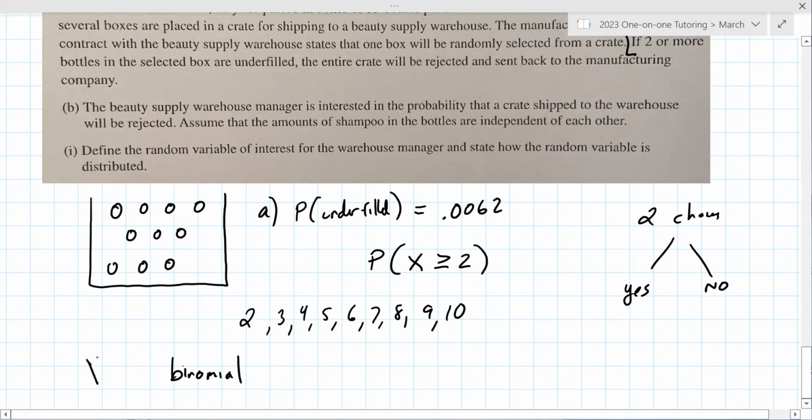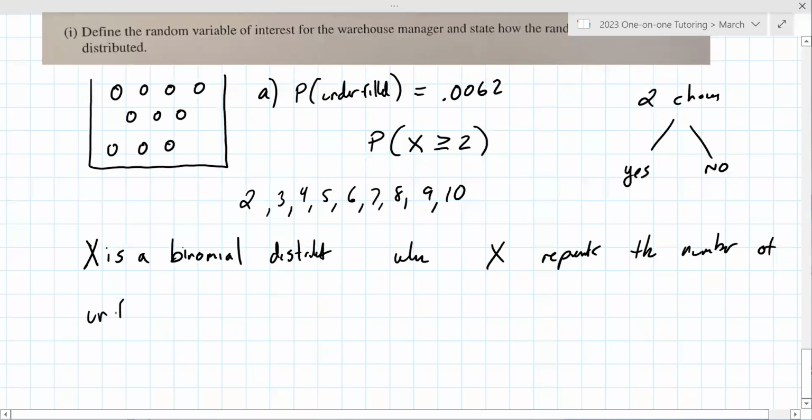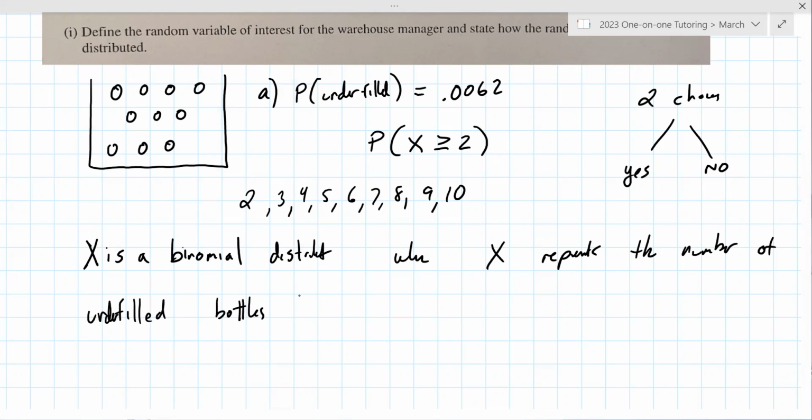So they're looking for the words like X is a binomial distribution, where X represents the number of underfilled bottles. Right, and that's the variable of interest. Notice there's no calculation for this. It just is to define. So the grader's looking for binomial distribution and number of underfilled bottles.